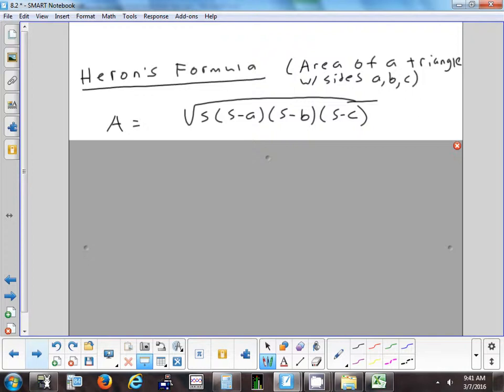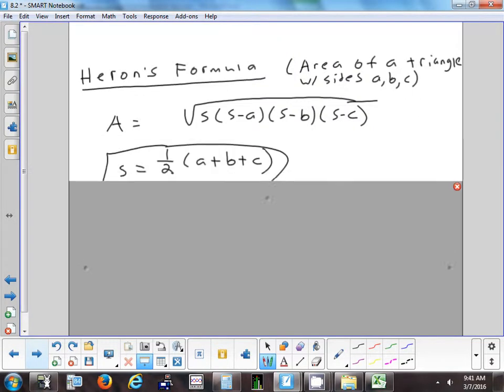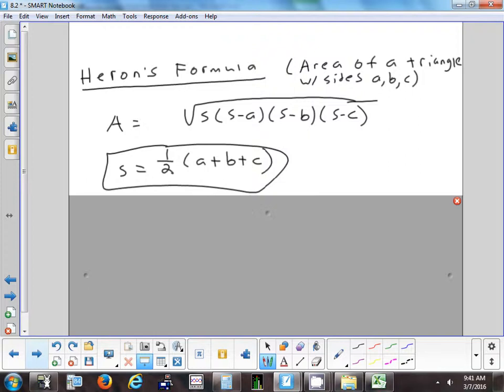Nope, it's not an angle. I'll give you a hint. It's based on the sides. It's half of A plus B plus C. What's A plus B plus C? It's the perimeter, right? If you add up all the sides, it's the perimeter. And if you take half of it, it's half the perimeter.